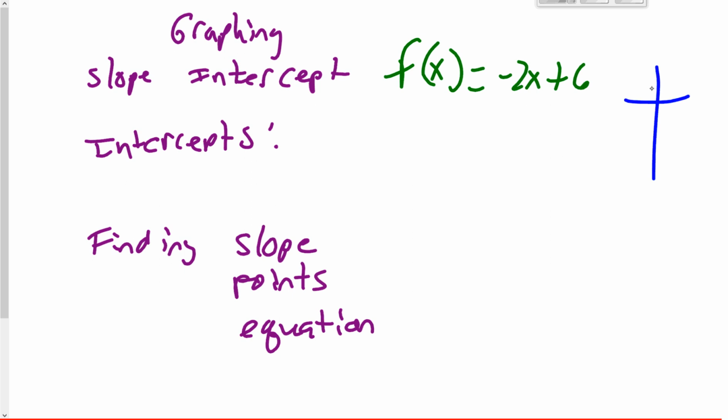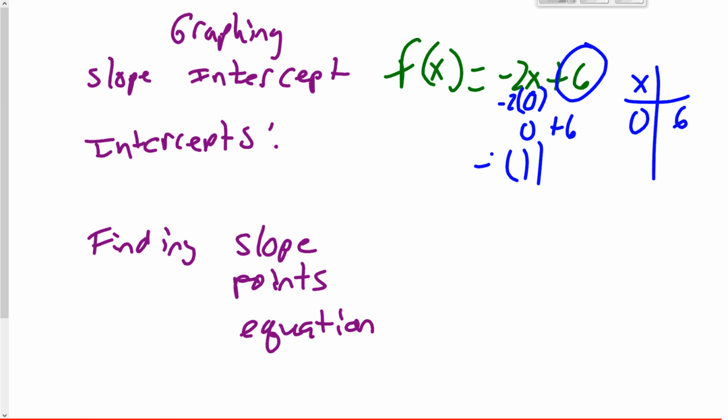Pick a couple of x's. Pick 0 and plug it in right here. What's 0 times -2? 0. 0 plus 6 is 6. That's my y-intercept, your b. You just graph that point. Then I can pick 1. 1 times -2 is -2. -2 plus 6 is 4. So I picked 1, and I got 4. Then I would go 0, 6, and put my point, and then go 1, 4. I have 2 points, now I can draw my line. So that's one way to do it.